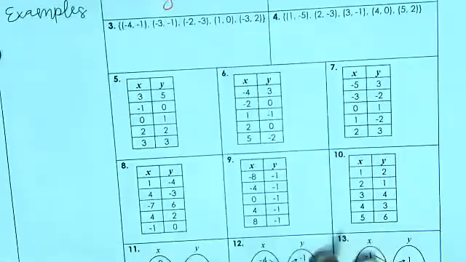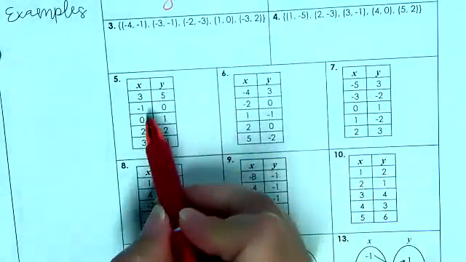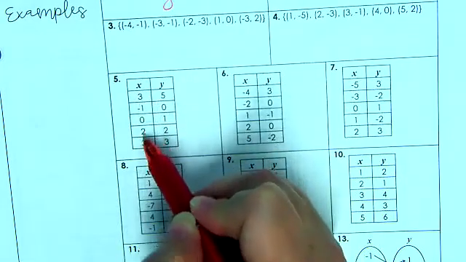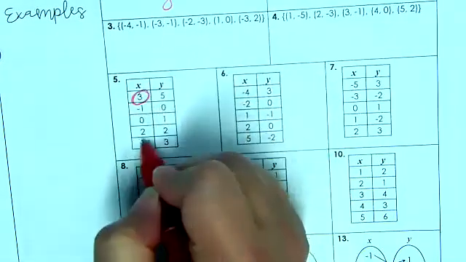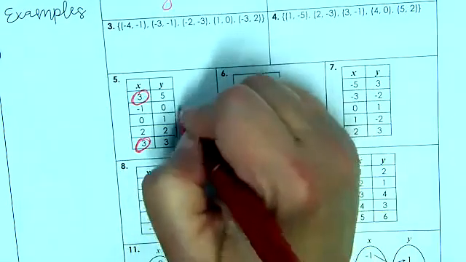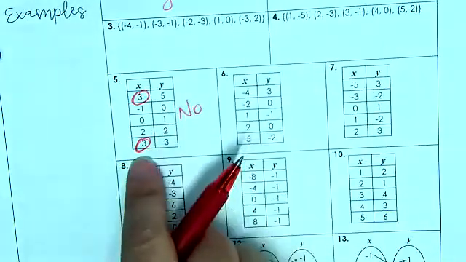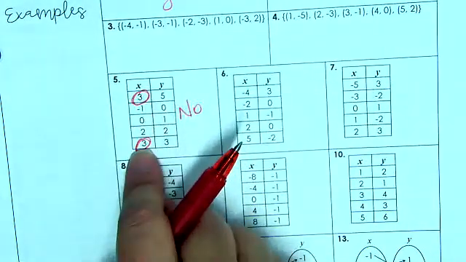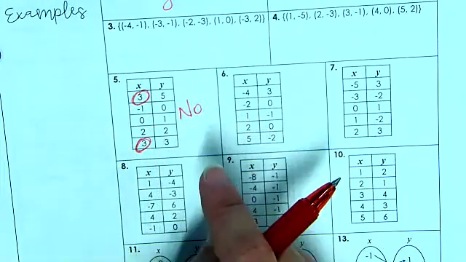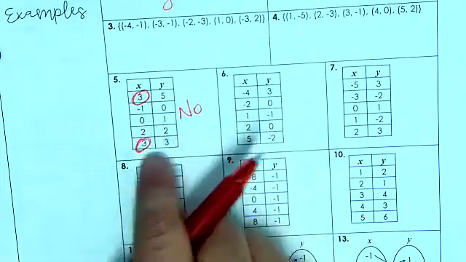All right, jumping down, looking at number 5. I'm scanning the x values: 3, -1, 0, 2, 3. And I'm looking, they have different y values. So therefore, this is a no because the x's repeat, because each x does not have its own y. Okay. Each x has a different y value.